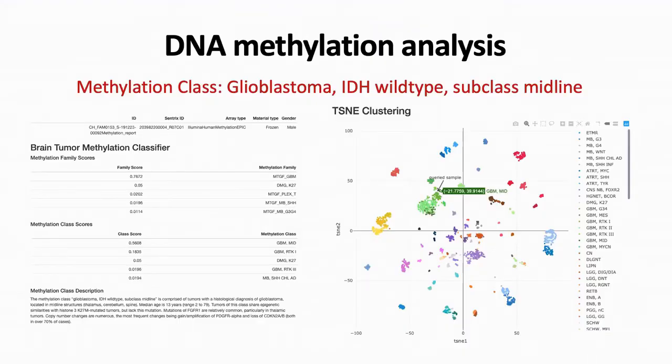I'll just show you one last example here of the DNA methylation analysis. The t-SNE plot is on the right-hand side, and the arrow points to this queried sample, which maps directly together with a large grouping of glioblastomas, IDH wild type, in the classifier shown here.